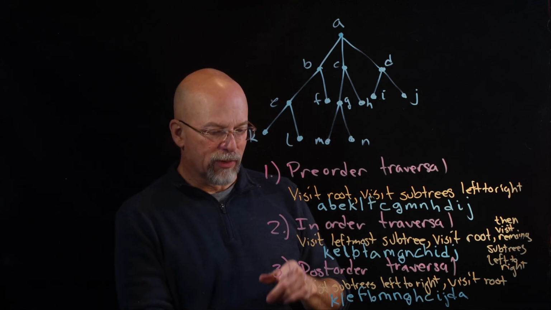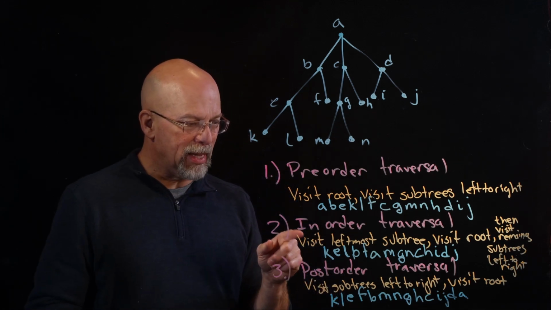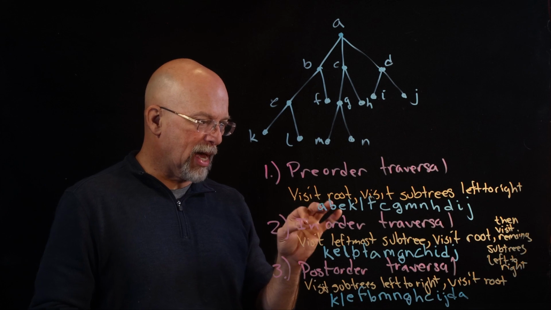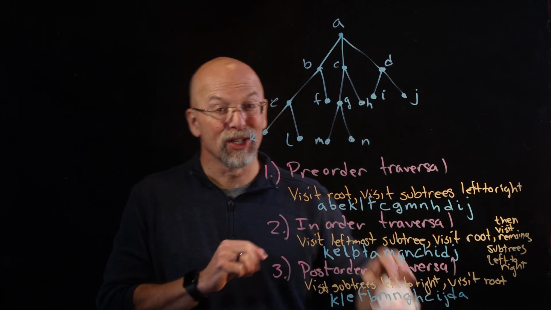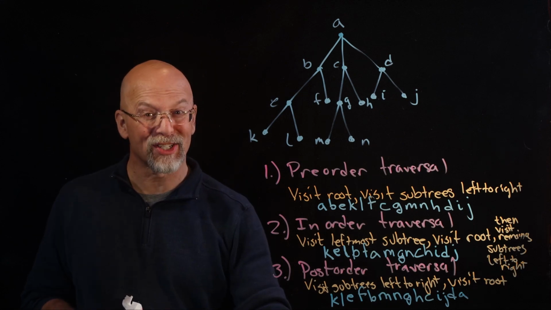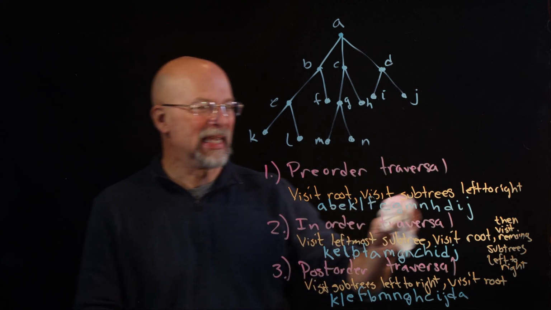All right, so we've got K, L, E, F, B, M, N, G, C, I, J, D, A. All right, now I'm going to erase this because what I'm going to do is show you, well, there's actually a trick to make this a little bit easier.